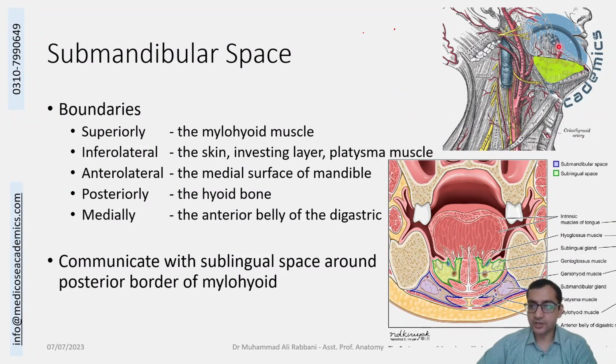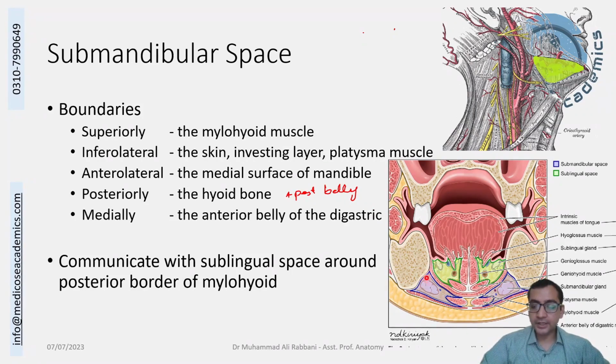And then the three borders will be the three borders of the triangle. Anterolateral will be the mandible. Anteromedial will be the anterior belly of the digastric. Posteriorly, there will be the posterior belly of the digastric and hyoid bone. So this is the space. If you move at the neck, you can touch it right here. This is the submandibular space.